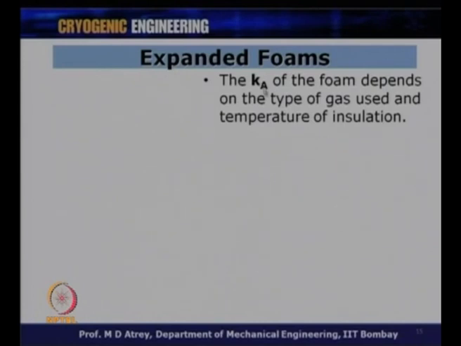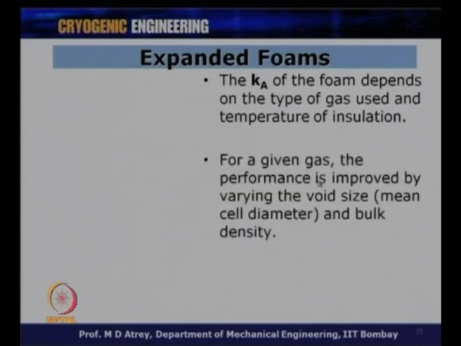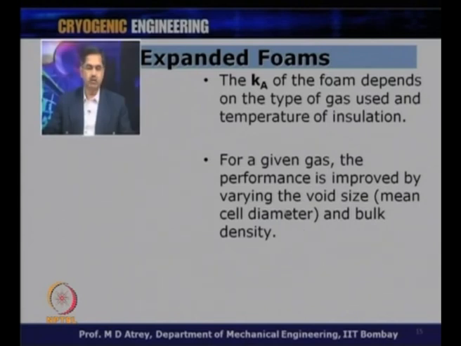The Ka value, the apparent thermal conductivity of foam, depends on the type of gas used and the temperature of insulation, which is what we have talked about earlier. For a given gas, the performance is improved by varying the void size or the mean cell diameter of the cells and the bulk density. I have talked about this mass insulation which depends on different cells, and these cells house different gases. So if I go on minimizing the cell diameter, the apparent thermal conductivity will vary, or if I change the bulk density also, it will affect the Ka value.